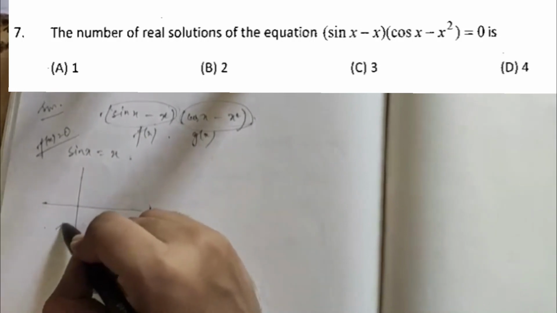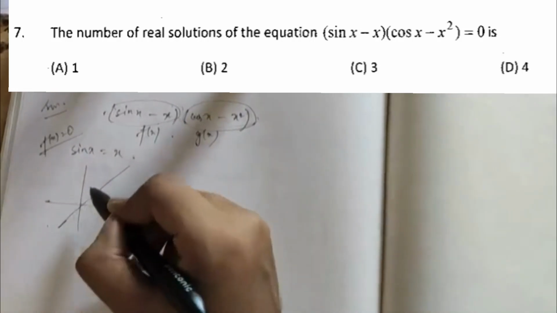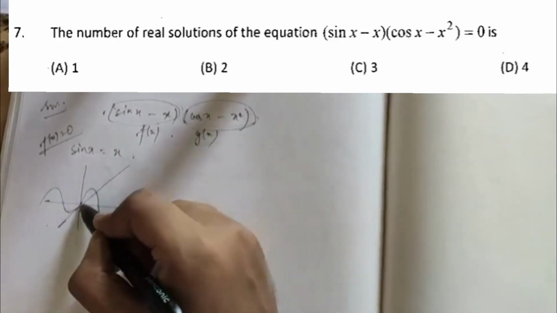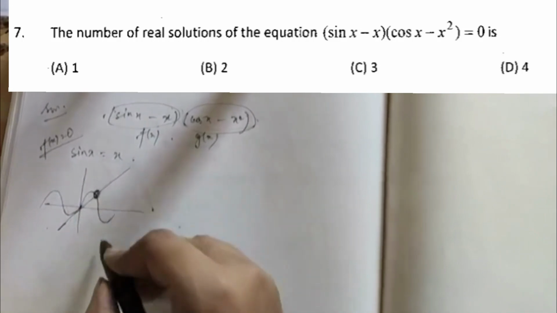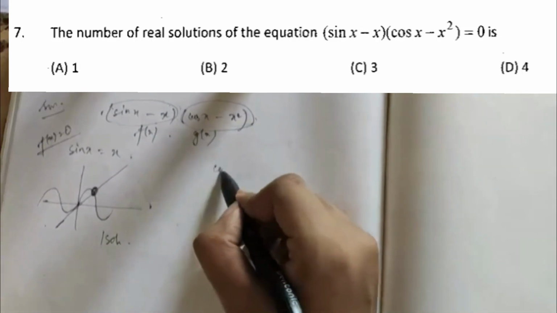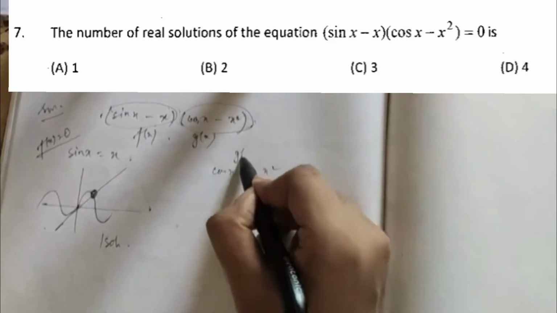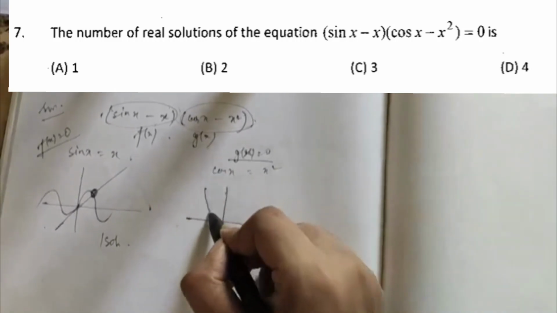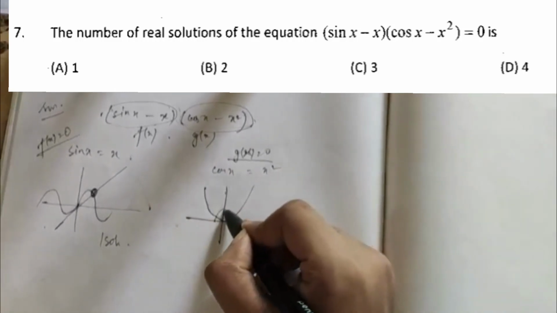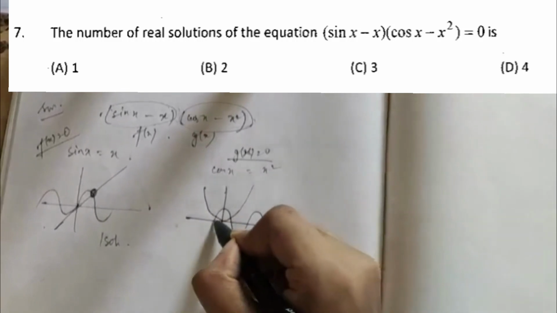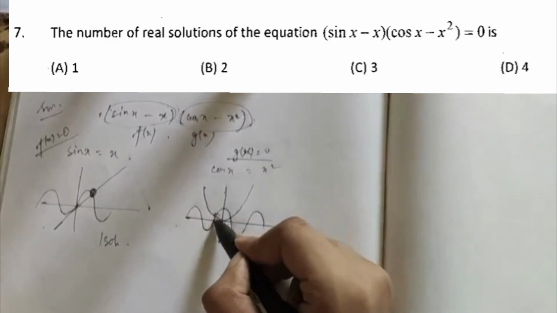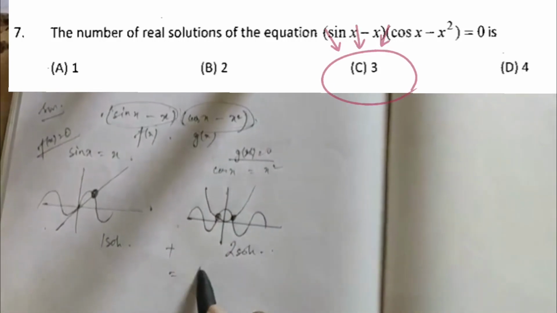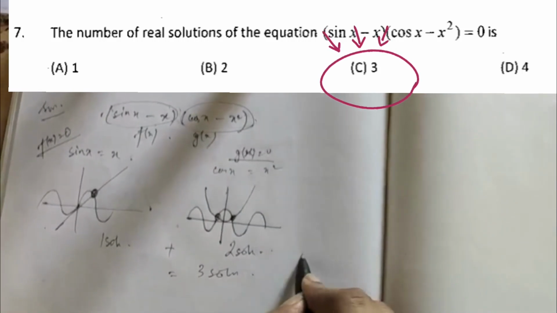So for equal to x, the graph will be y equal to x, graph is like this, and for sin x it will be like this. It will cut sin x at only 1 point. So one solution. And for this one, cos x equal to x square, we can get it from gx equal to 0. In this case, x square graph will be like this, and cos x will be like this. Everybody knows the graph of cos x and x square. So here you can already see that 2 points are cutting. Okay, so that means 2 solutions. So 2 plus 1 is equal to 3 solutions. It's very easy. Answer will be option number 3.